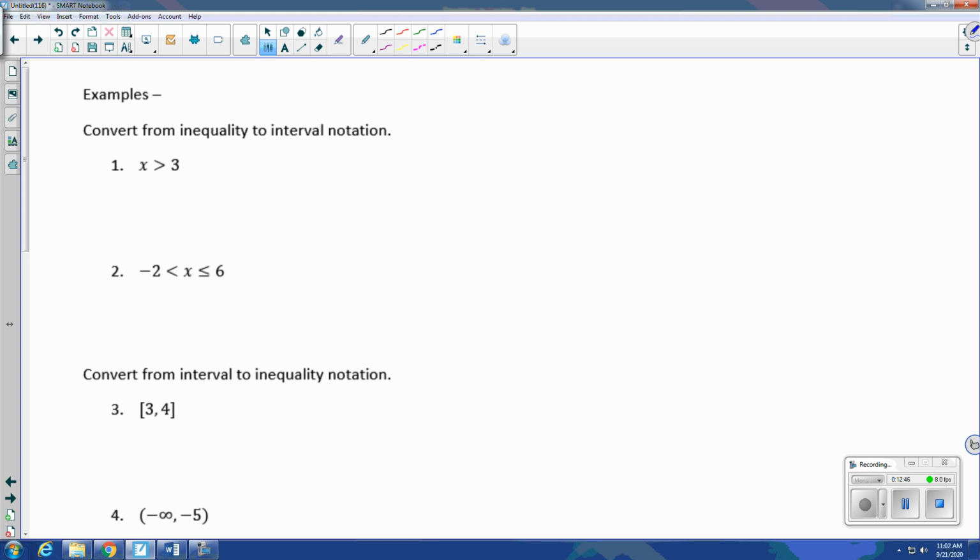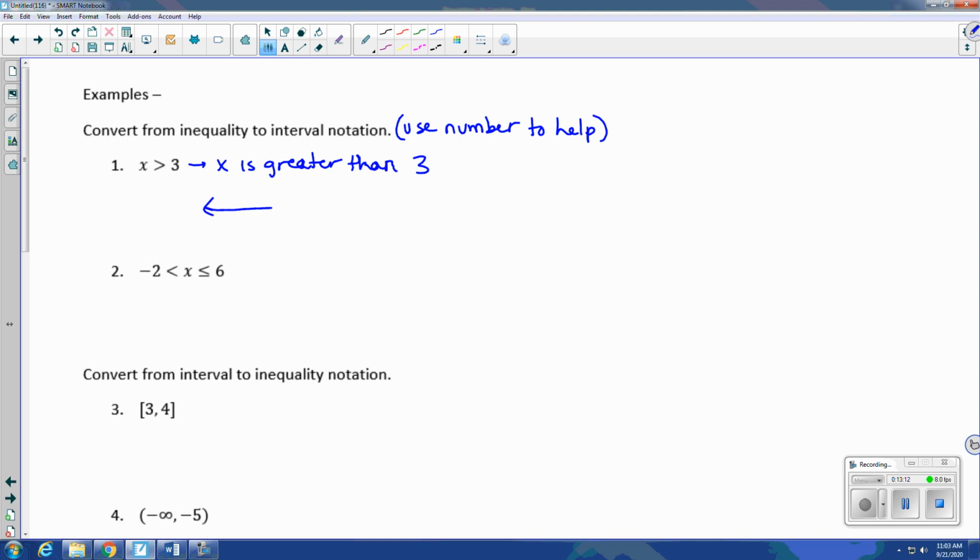Convert from inequality to interval notation. So with inequality notation, if you need help, you can read this off as x is greater than 3. Oftentimes, when we go from inequality to interval, some students use a number line to help. Okay, I will do that just to show you.